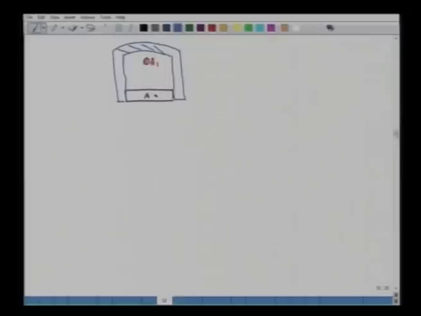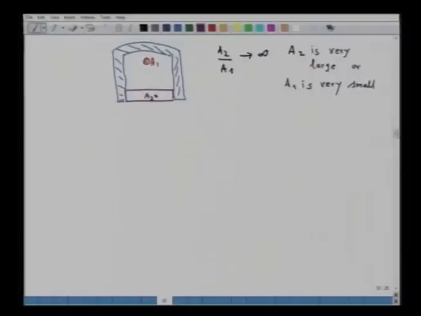This again is a refractory enclosure. So, let me consider now a case where A2 upon A1 is equal to infinity. That means either A2 is very large, so I mean this is A2. So, A2 by A1 infinity means either A2 is very large or A1 is very small. In both cases A2 by A1 tends to infinity.